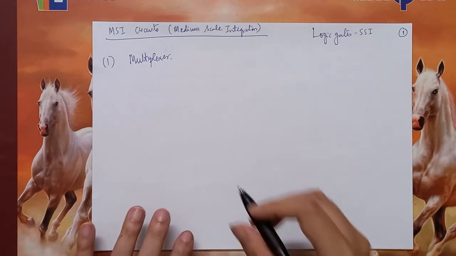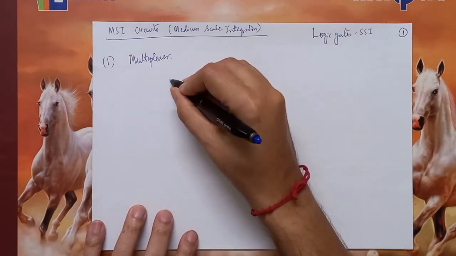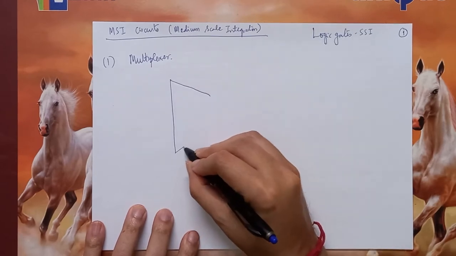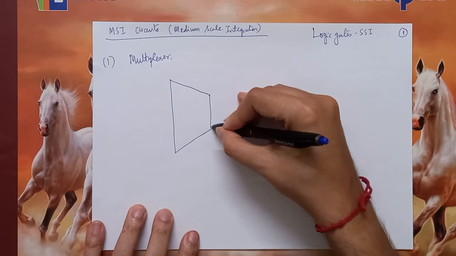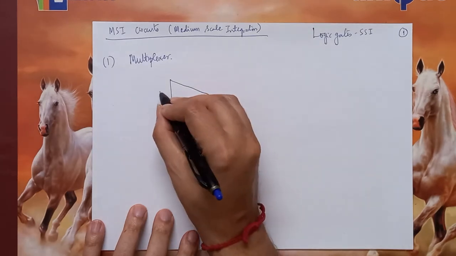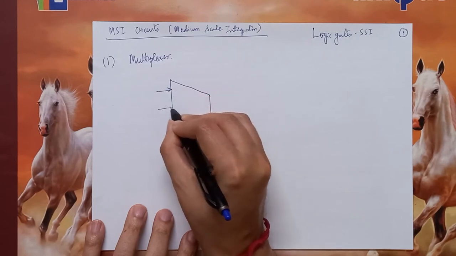Now let us take a look at what a multiplexer is. The symbol for a multiplexer is this. It kind of looks like a trapezium. Now, a multiplexer has something called data inputs. The number of data inputs can only be a power of 2. So let us say there are 4 data inputs.